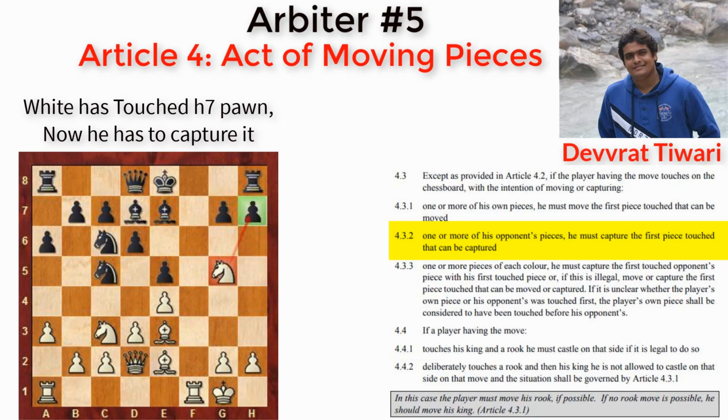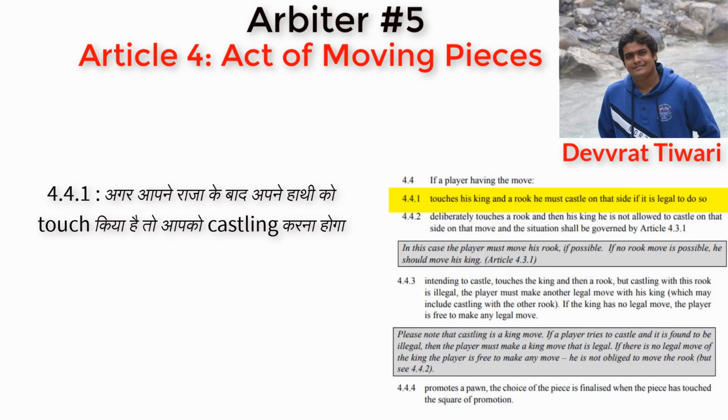Even though we don't want to capture it, the touch and move rule says that the knight has to make a move by capturing on h7. So the player has to play N cross h7, and that's why the touch and move rule is a very important concept. Now comes Article 4.4, which is about how a player can do castling.